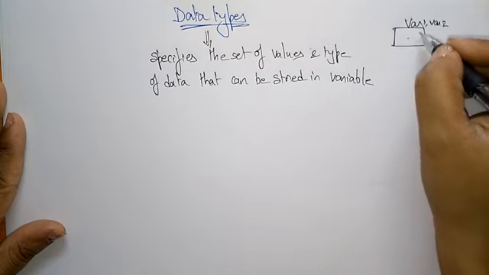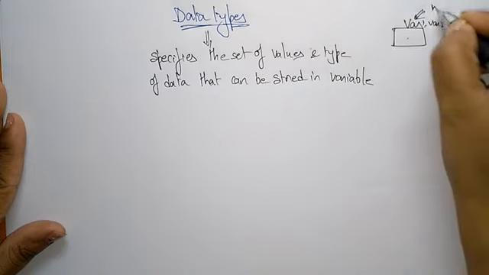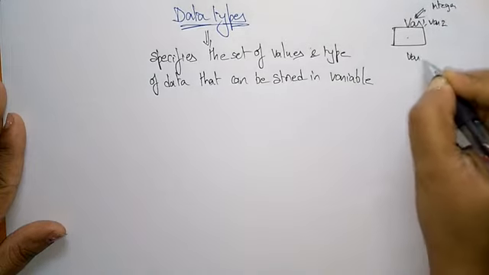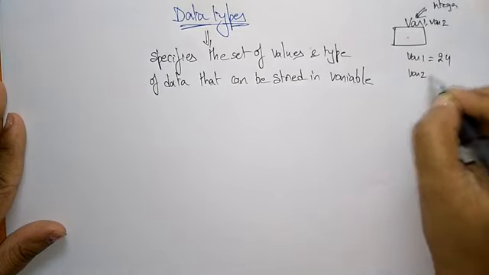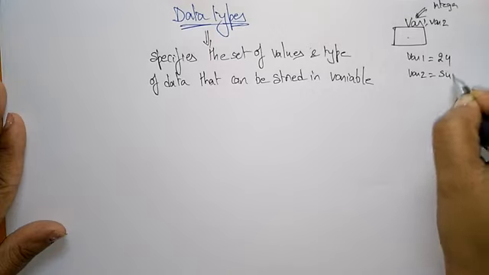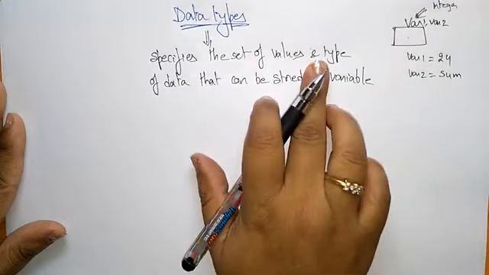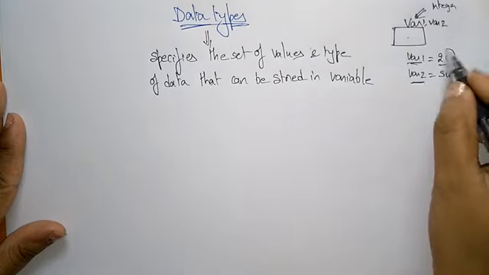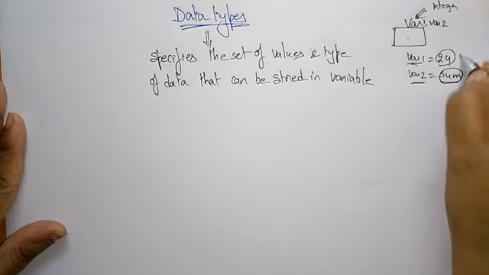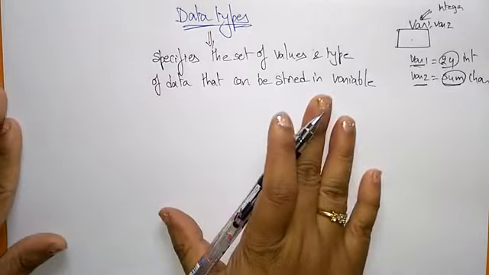And the type of data that is stored in variables. So what type of data is stored in these variables, whether it is an integer type. So var1 may be an integer 24. Suppose var2 is a character like 'sum'. So like that, this data type specifies the set of values and the type of data that can be stored in variables, whether an integer or a character, like that. So this is data types.